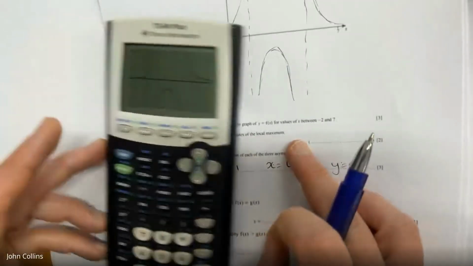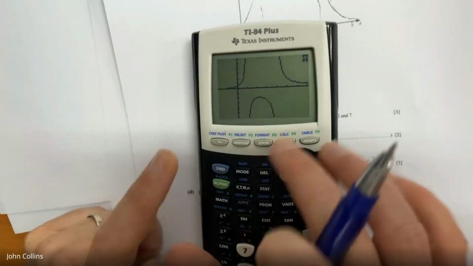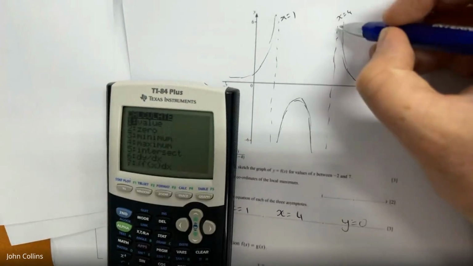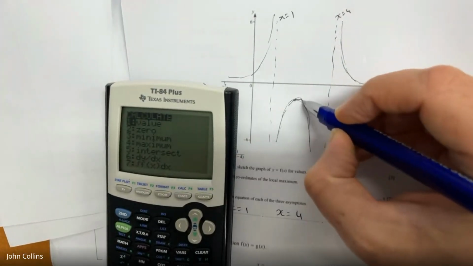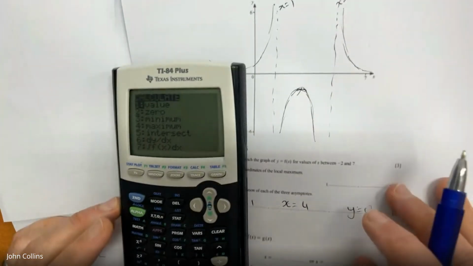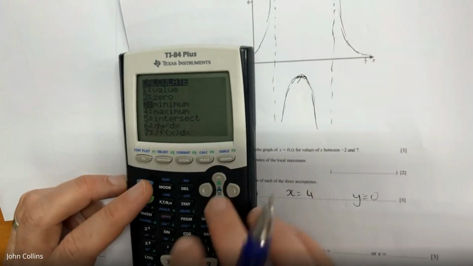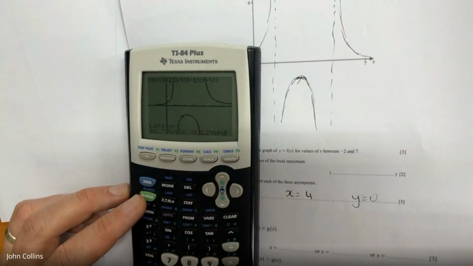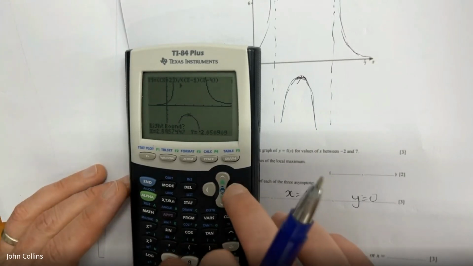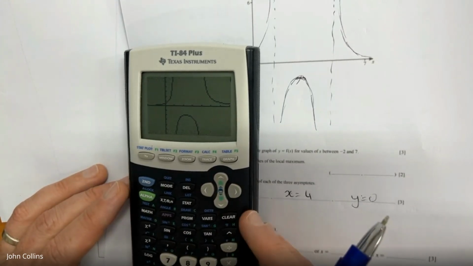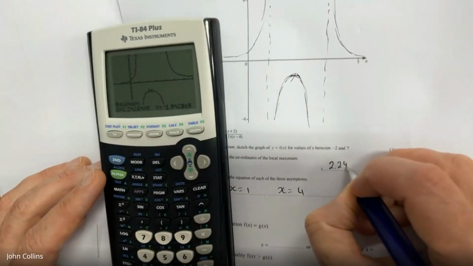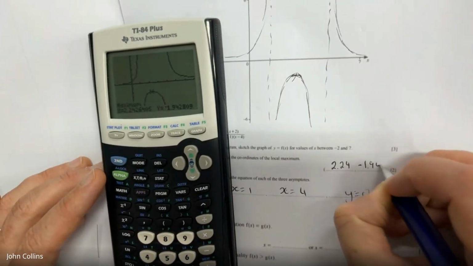To find the coordinates of the local maximum, that's just a calculator skill. Of course, the maximum of this graph is at infinity. It goes up forever, but there's a local little maximum turning point here. That's the one they want to find. That's why it's not the maximum of the graph. It's the local maximum. So I press maximum on my calculator, and I go left and right. Enter, enter. 2.24 on x and minus 1.94 on y.